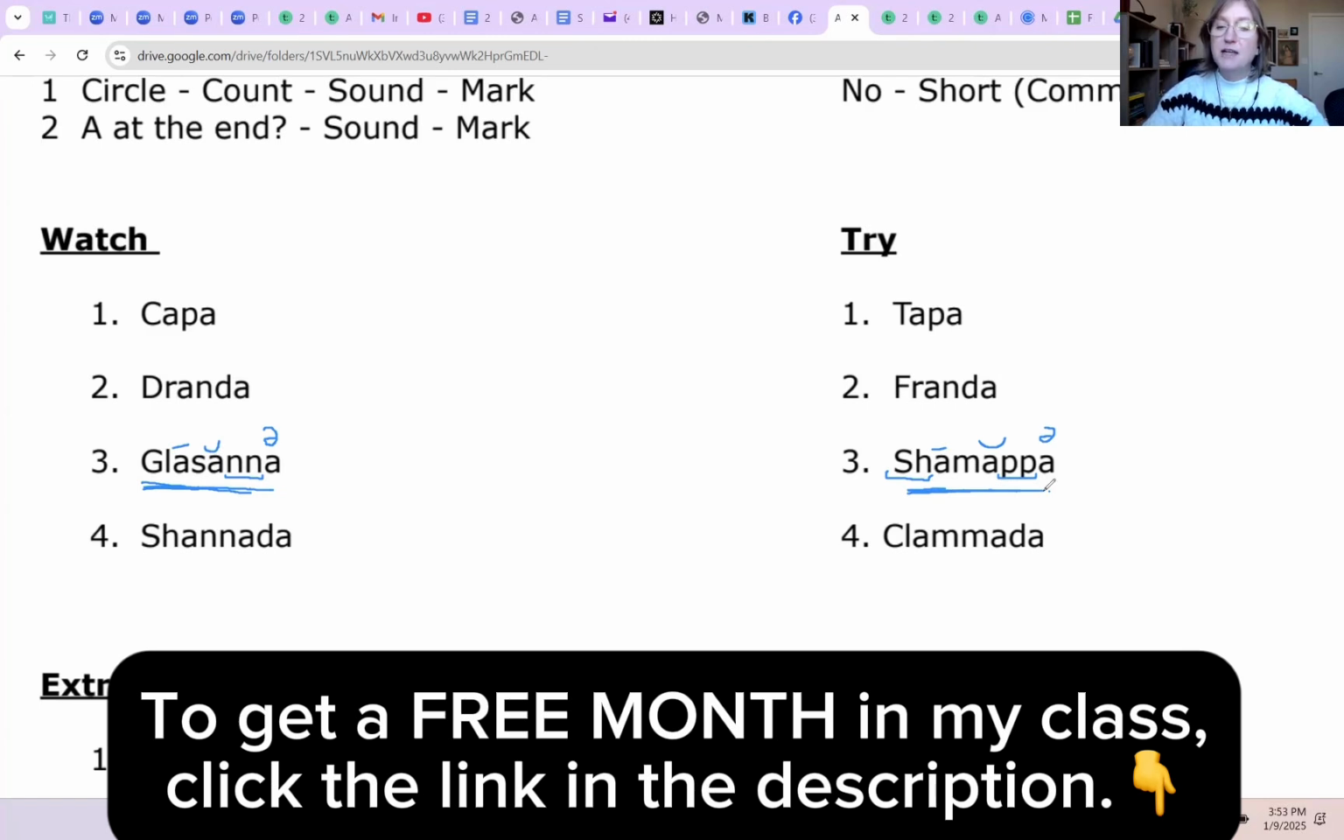The SH are together. SH is a digraph, 2 letters that make 1 sound, and it's a sustained sound. It's the same sound that you make when you're telling somebody to be quiet. This A says A because there's a vowel in the next 1 or 2 spots. This A says A because there's not a vowel in the next 1 or 2 spots. There's 2 consonants after it. When that happens, that vowel says A.